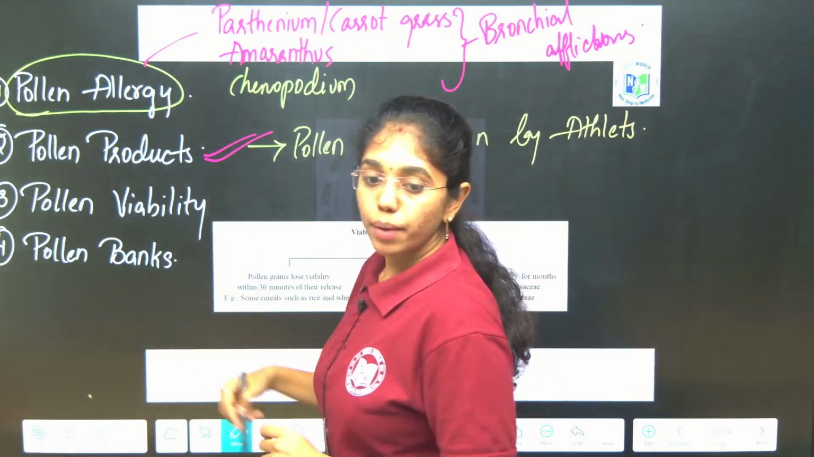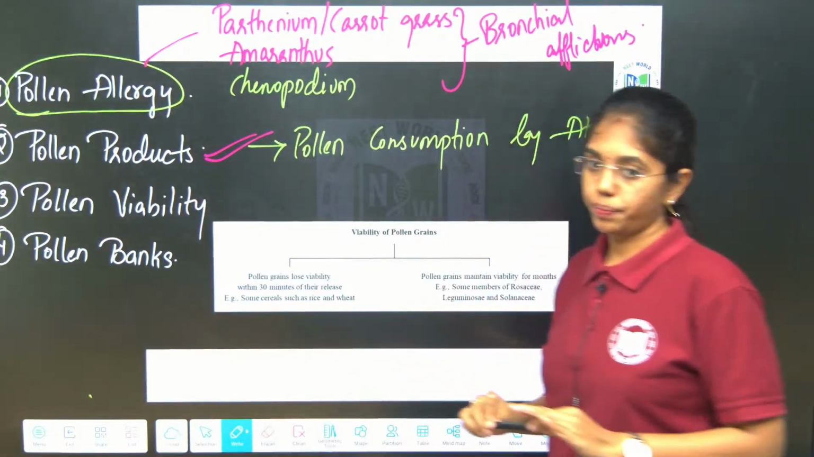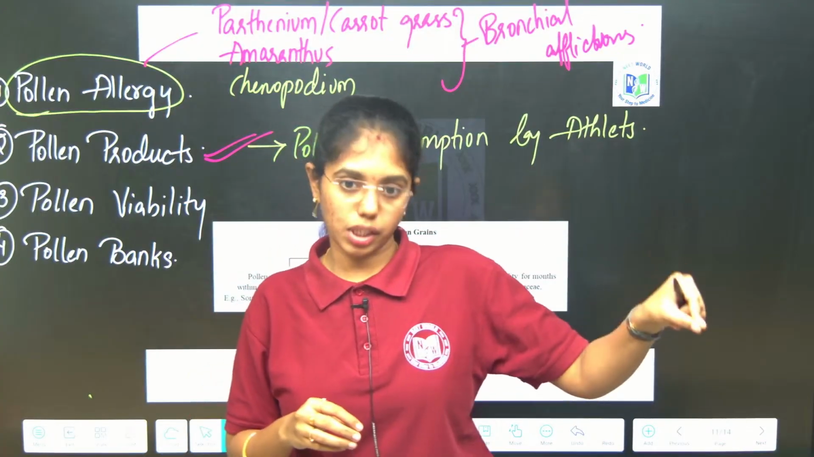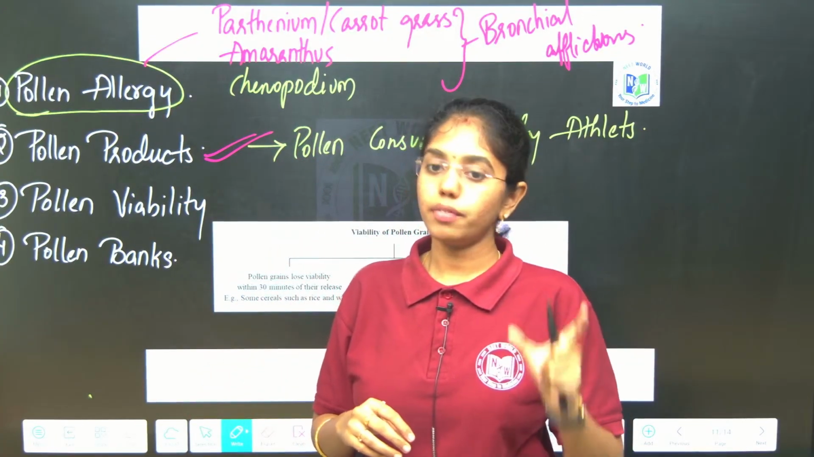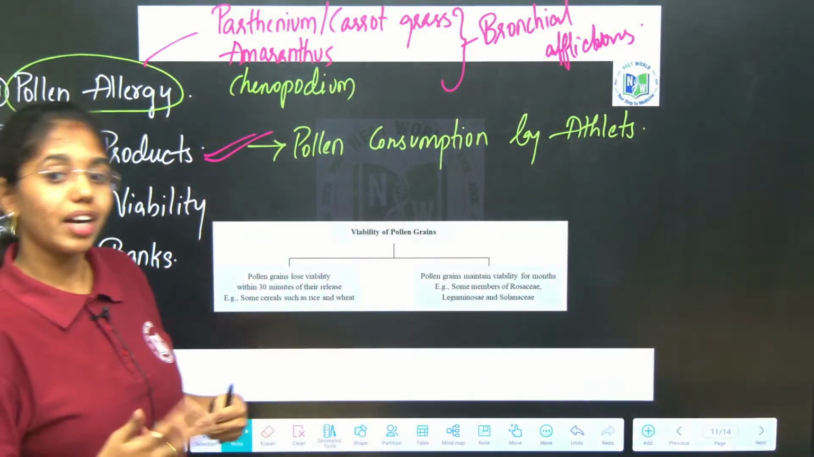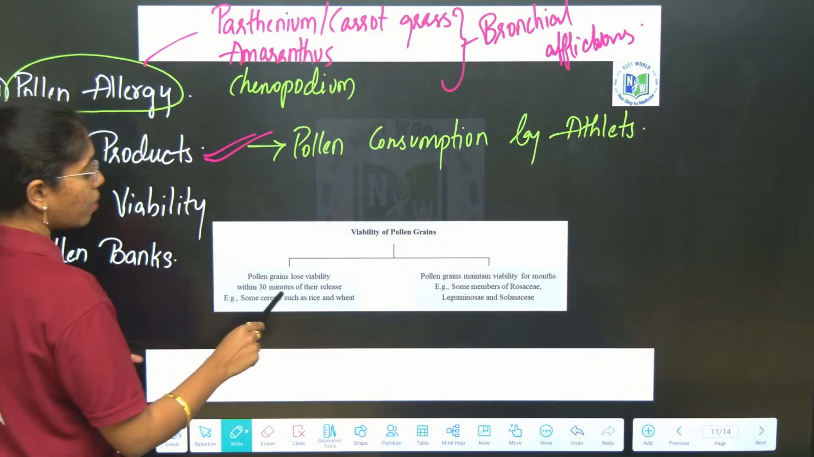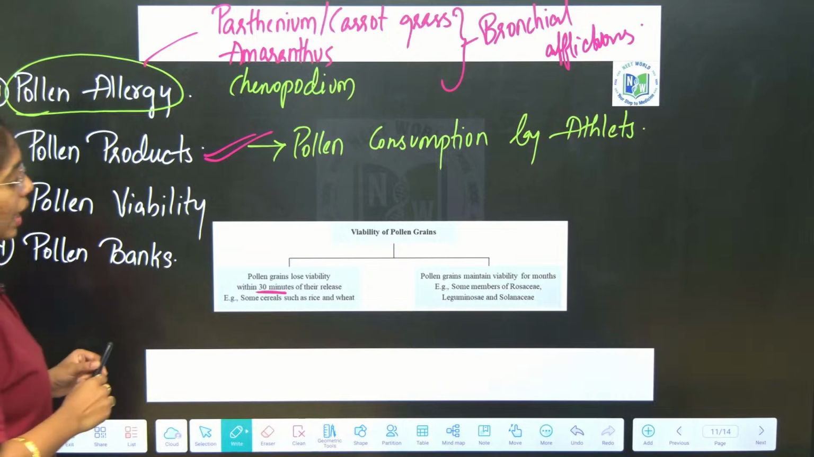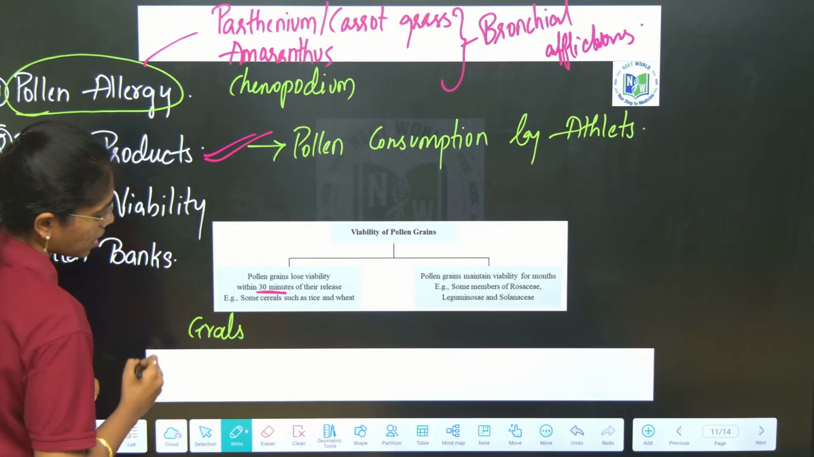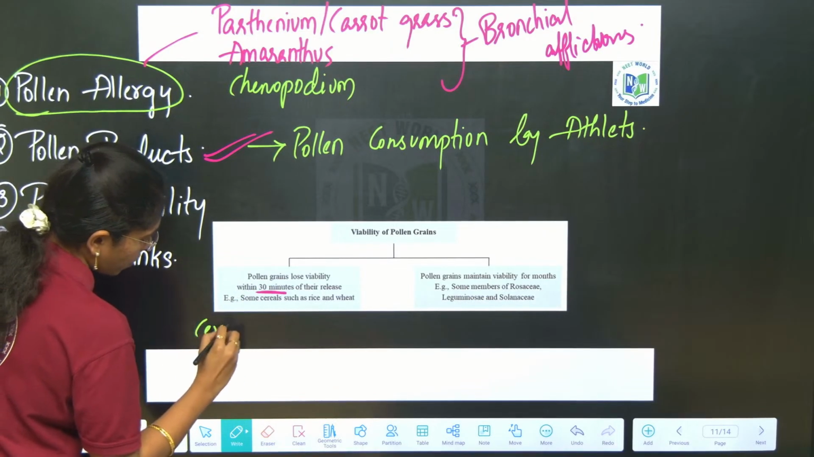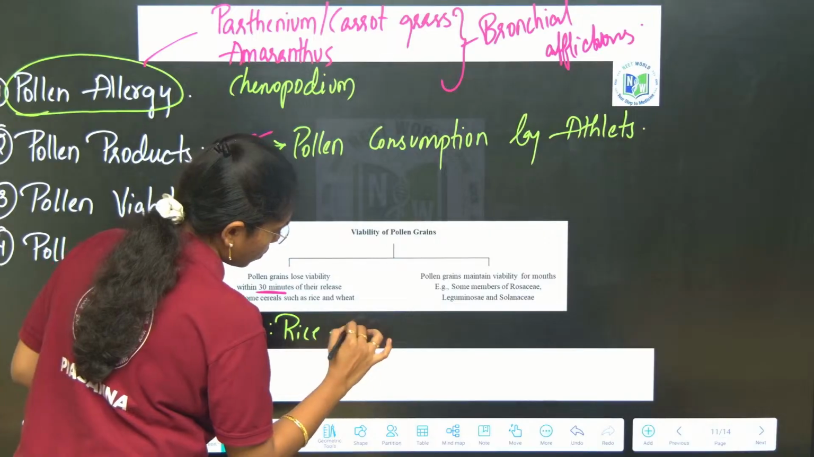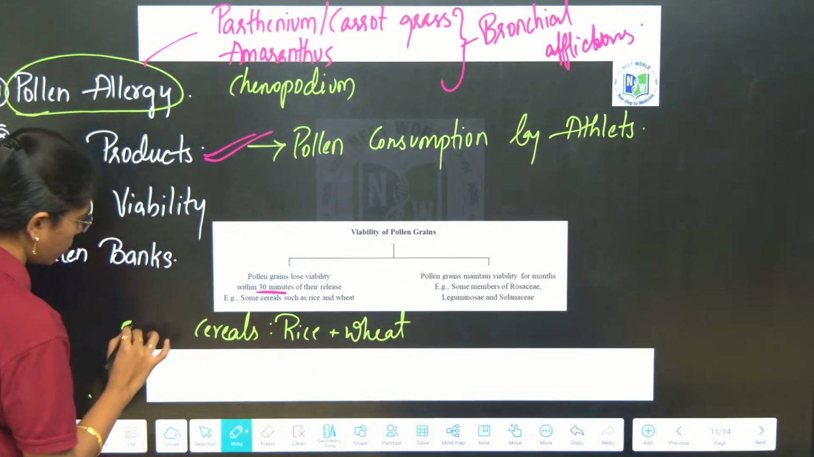And next, pollen viability. What does the term viability mean? The time period for which the pollen can germinate on the stigma is called pollen viability. That time period is variable for different pollen grains, or for different families. It can be just 30 minutes, like in some cereals such as rice and wheat, it is just 30 minutes.